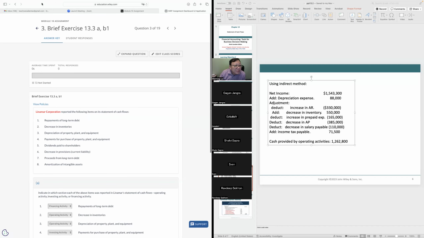Okay, so now let me ask you this question. This corporation reports the following items on its statement of cash flow. First, you tell me which activities they belong to, which section they belong to. First one, repayment of long-term debt. Which section? Operating, investing, or financing? Financing. Thank you, Cameron. That's correct. Second, decrease in inventories. Operating, right? This is the current asset.